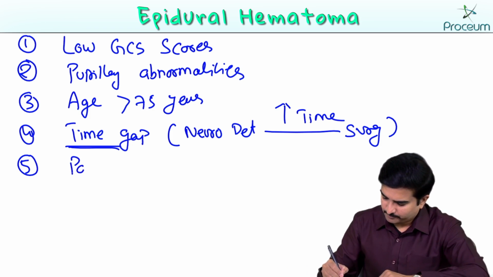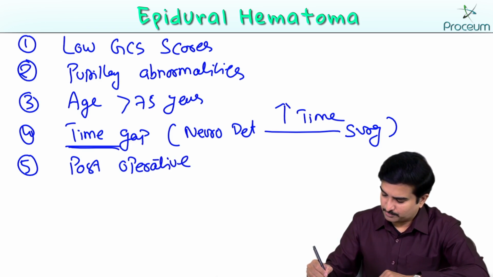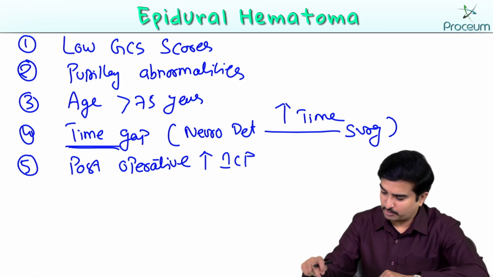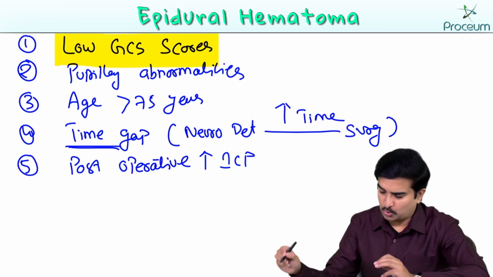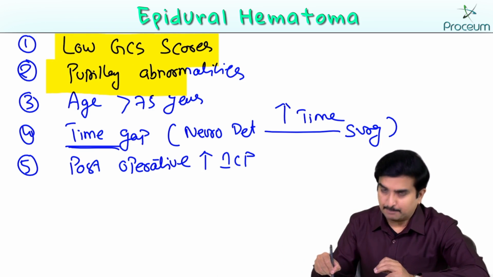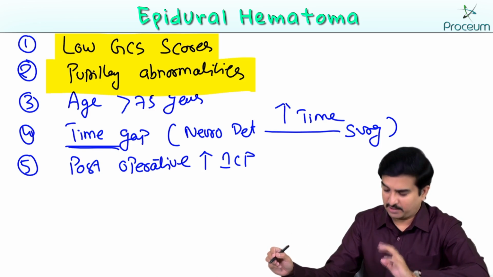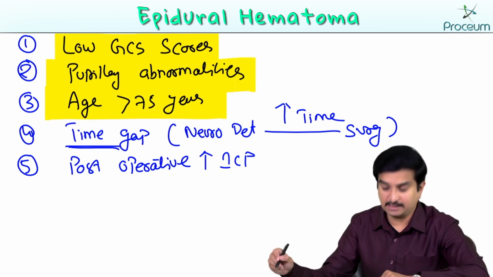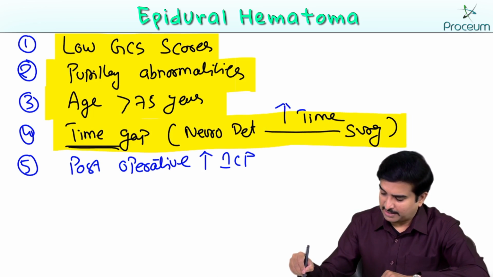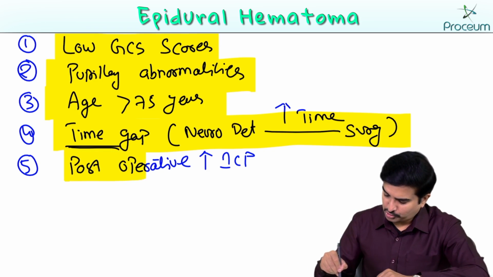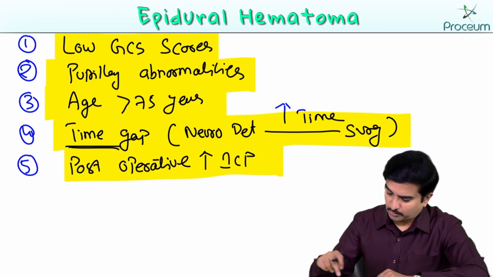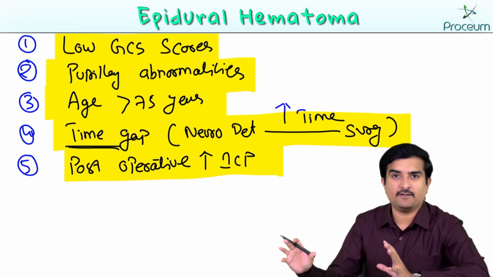So, post-operative increase in the intracranial pressure. Concentrate on these points, guys. Low GCS scores, pupillary abnormalities, age greater than 75 years, time gap, that is more time between the neurological deterioration of the condition and the surgery, and post-operative increase in the intracranial pressure. All these have unfavorable outcomes.